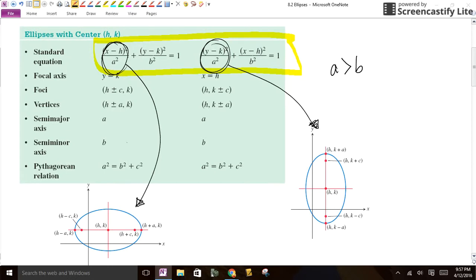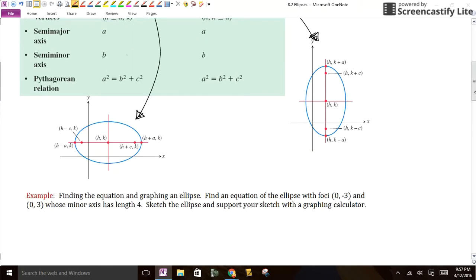Ellipses are stretched in a direction. Vertex to vertex, we call that the major axis. So I'm just going to talk about this one right here. If it's stretched in the X direction, then our vertices are in the X direction, and that distance is called the major axis, while the smaller direction is called the minor axis. So this would be what we call the minor axis, and this one right here we would call the major axis.